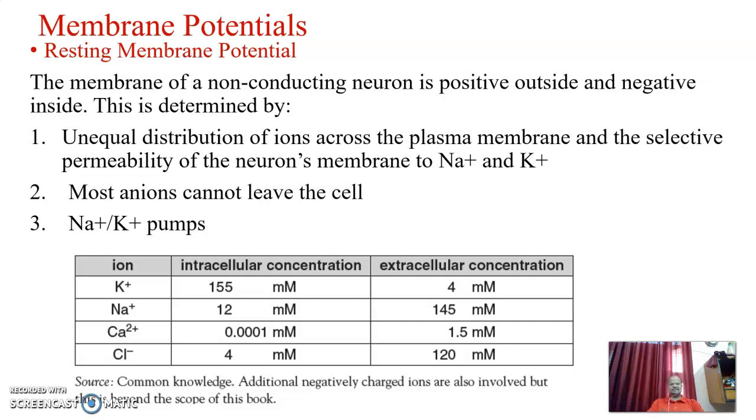Another thing is that most of the anions cannot leave the cell. As you know, chloride and phosphate are present in other forms. Phosphate binds in the form of ATP. They bind with proteins, and other ions bind to amino acids and protein molecules present inside the cell. They are not in the free form, except the potassium ion.